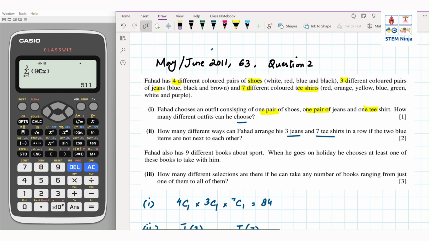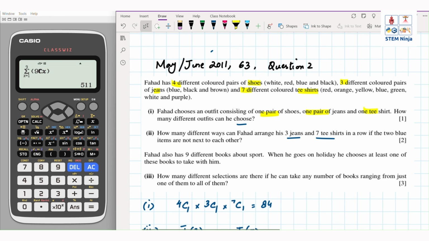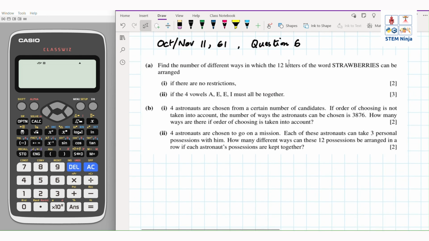All right, so these were the May, June questions. Now let's see the October, November ones. See this. Part A: find the number of different ways in which the 12 letters of the word strawberries can be arranged if there are no restrictions.